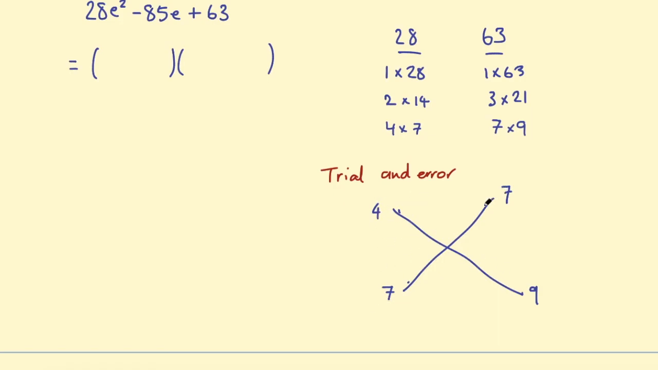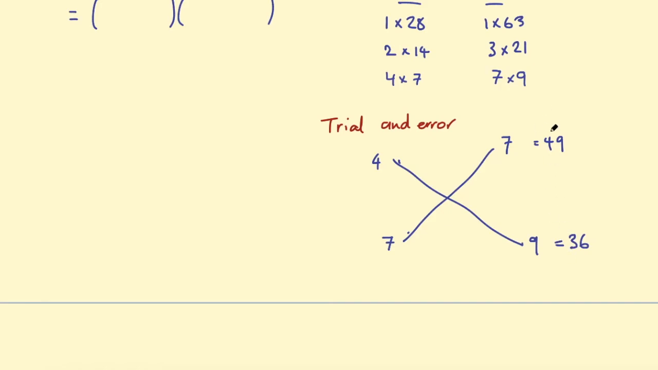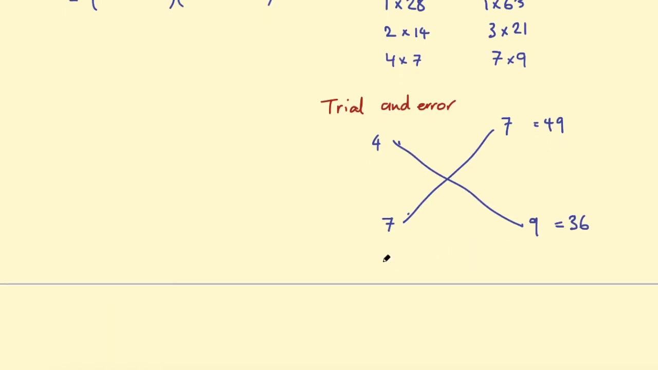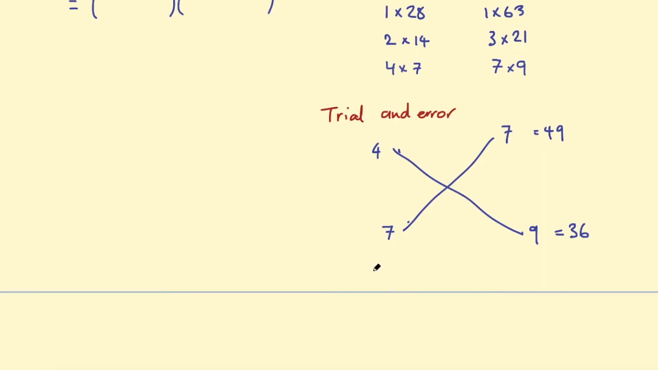So the product of 7 and 7 is 49. So on this side I get 49. Product of 4 and 9 is 36. Okay, and those numbers are what need to sum to 85. So 49 and 36, if I add those, they make 85, but we need negative 85, so they both need to be negative. So if I've got negative 36 minus 49, that's going to be minus 85.